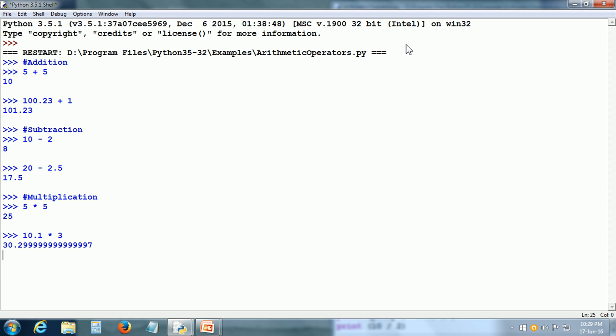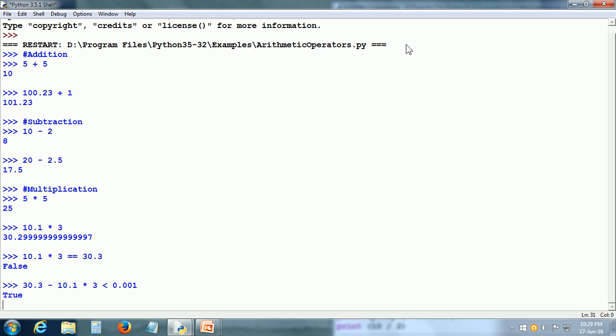It is important because if we write something like this in Python, we compare 10.1 into 3 is equal to 30.3. Python gives false, and this can lead to bugs in our scripts. So in order to do a comparison, we can write something like 30.3 minus 10.1 into 3. If the difference is less than 0.001, we can assume that these two numbers are the same.